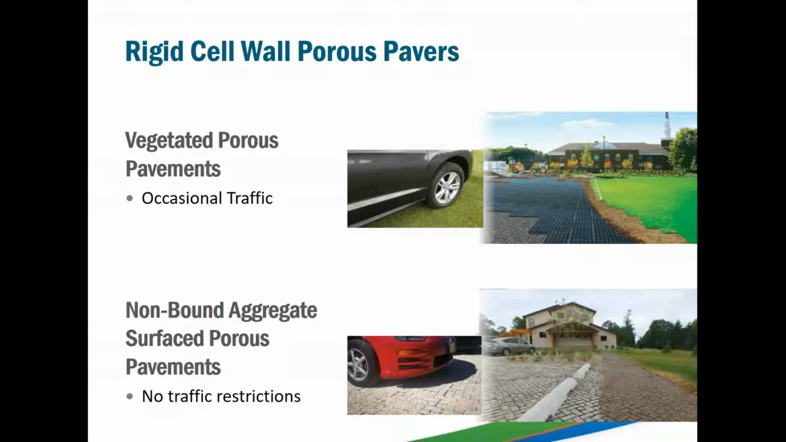Our other option is an aggregate surface porous pavement. This system can handle higher frequency traffic, including daily use. The low-cost confined aggregate can perform as an on-site stormwater detention basin, reducing or eliminating the need for conveyance pipes or other stormwater infrastructure. The structural strength and loading capabilities depend on your site subgrade, infill, and your base materials.